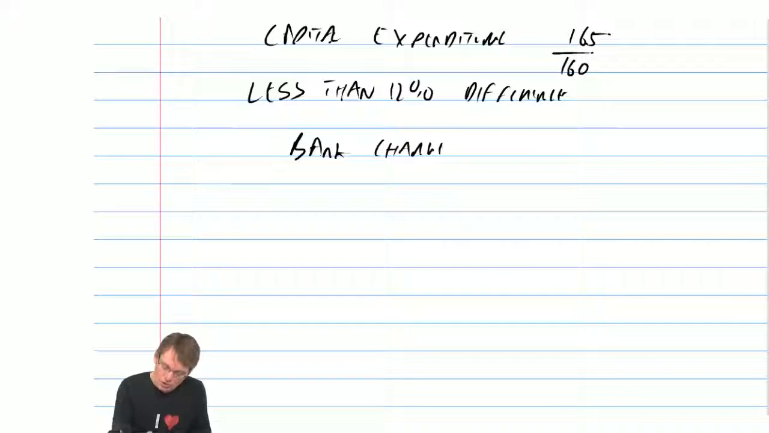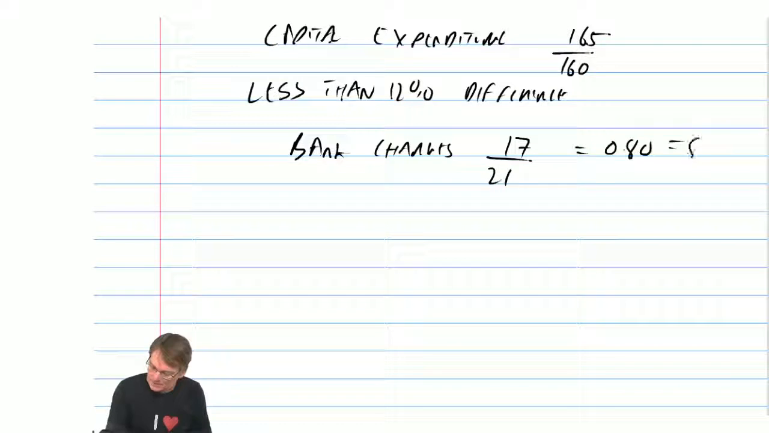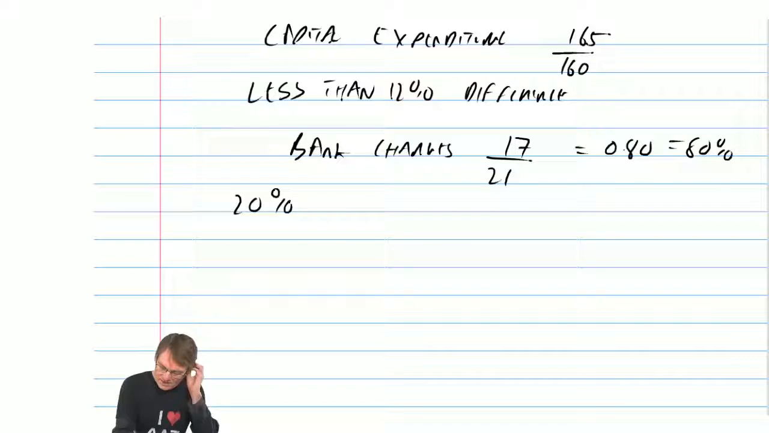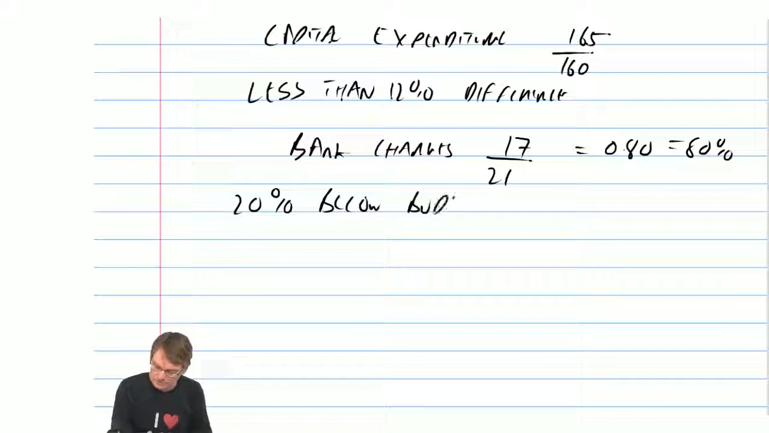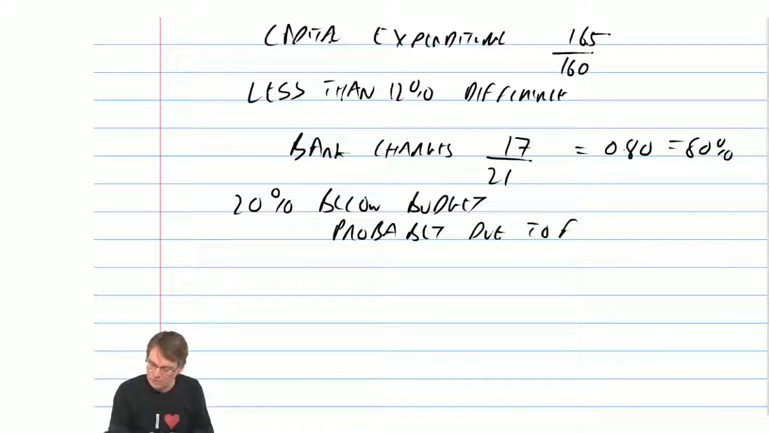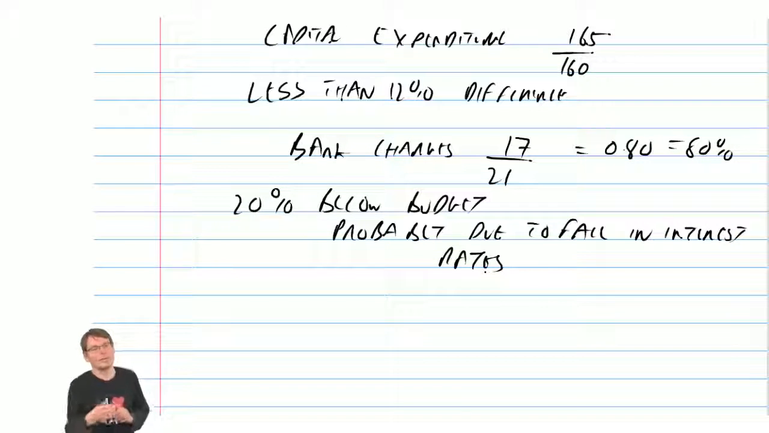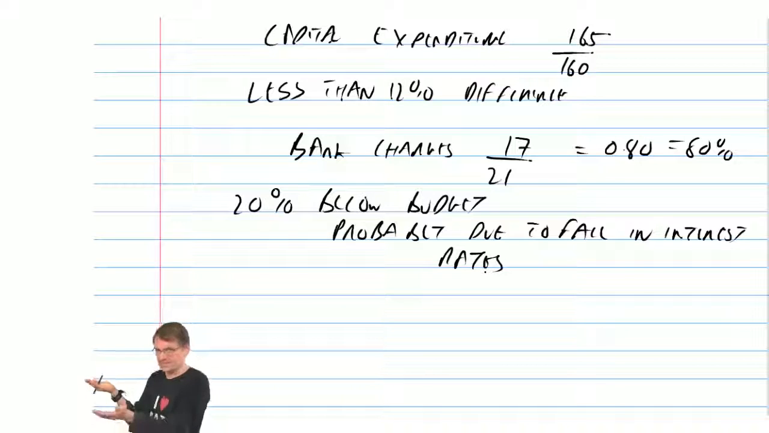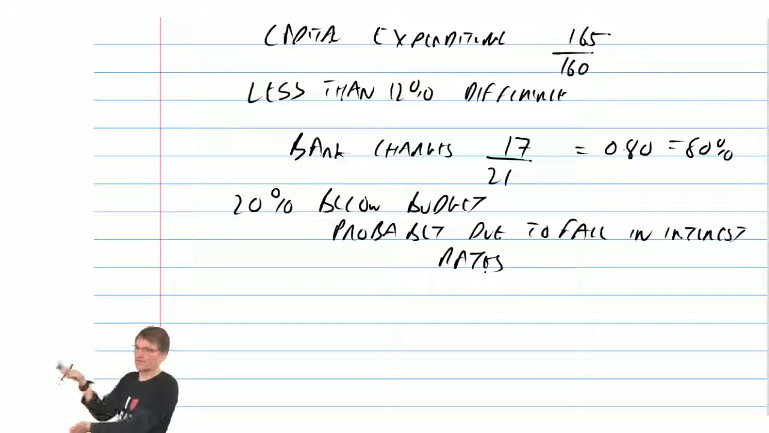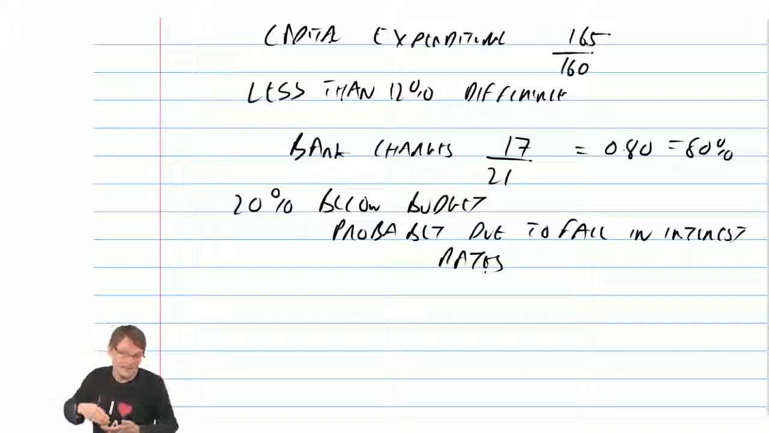Now bank charges are a cost, remember, and we've got actual is 17,000 over 21,000. That's 0.8, 80%, so 20% below budget, probably due to a fall in interest rates. If interest rates go down, savers get less money, but borrowers pay less money. Now, I hope you're okay with the fact that investment income's fallen because our savings have gone down, but our costs have fallen, our borrowing costs have fallen because the rate has gone down. So it's affected us in a bad way, but it's also affected us in a good way.